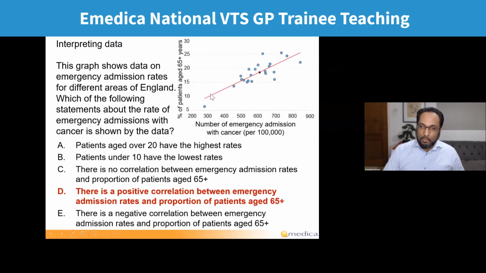That is positive because it's going upwards from left to right, i.e., as the percentage of patients age 65 goes up, the number of admissions goes up. That's what positive correlation means. Negative correlation would be as one goes up, the other goes down.